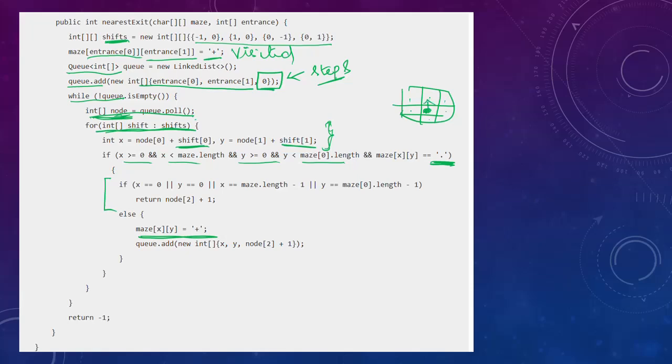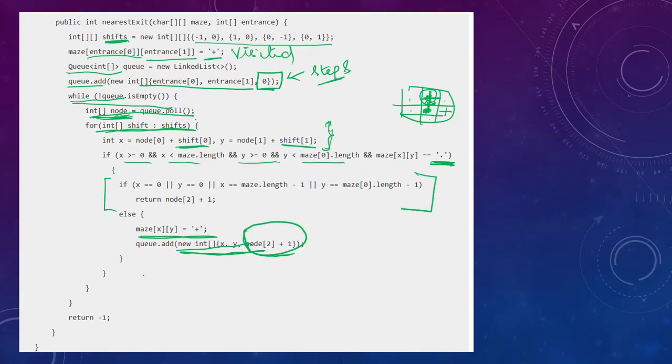So if it is only dot, then we can move. If it is plus, we cannot move. So in that case, if it is a dot, then we are marking it as plus because we are traveling via that node, and then adding it to our queue. So again, we are adding a third value here, which I'll let you know at the end. So we keep on adding until the queue is empty. And then finally, we have to return our result at some point. So that point is here.